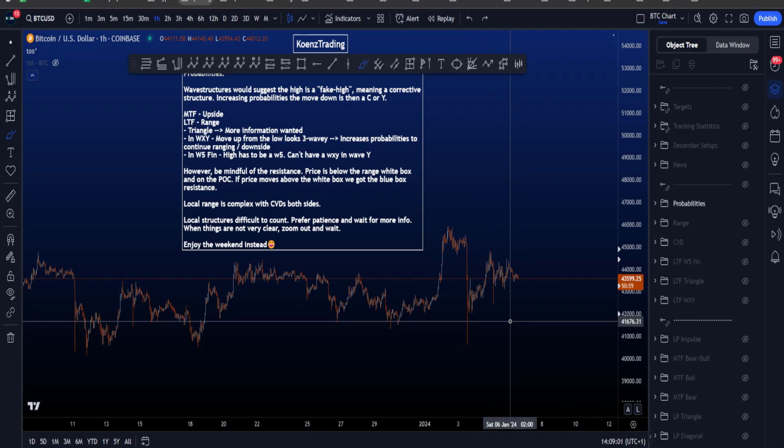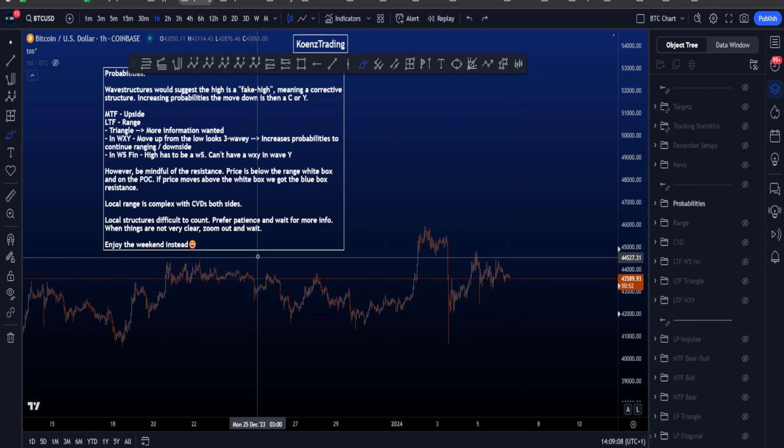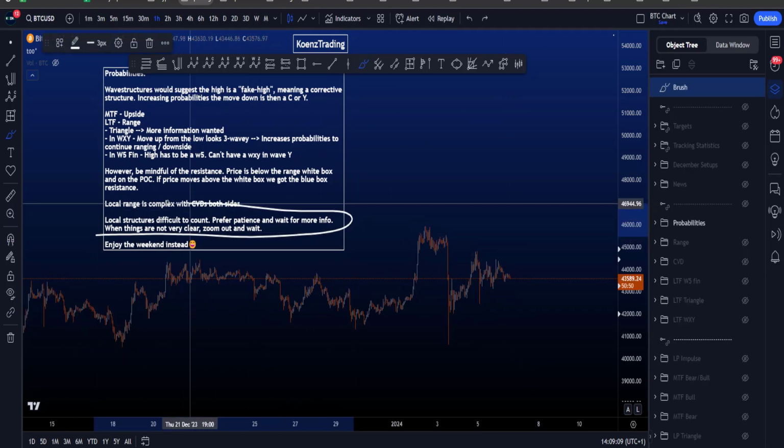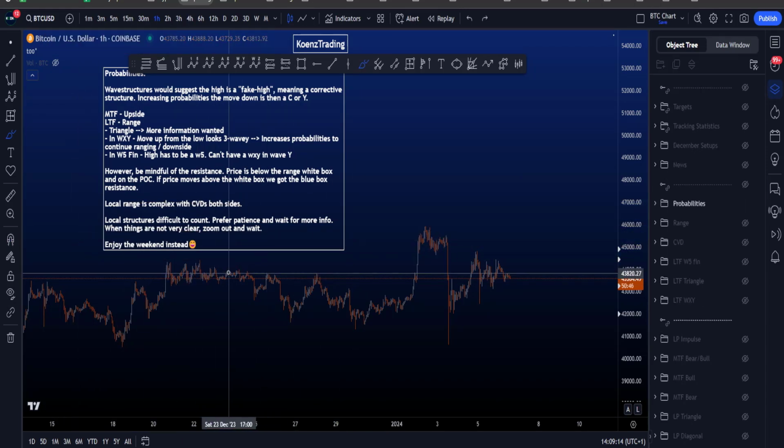We don't have to trade every wave and every move up and down, right? From an Elliott Wave perspective, we have to try and take the highest probability scenarios, right? So waiting, very important, patience, very important, and discipline, and instead enjoy the weekend.